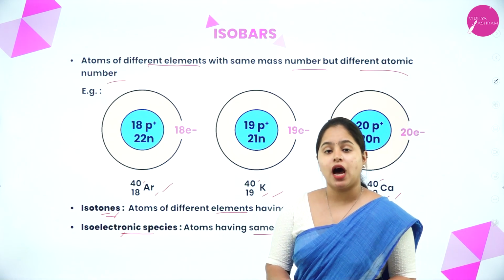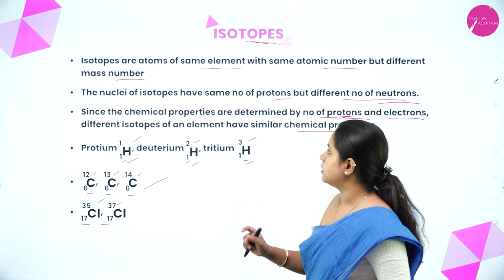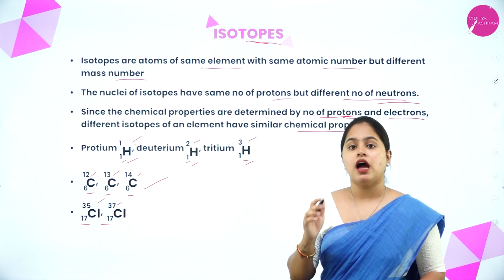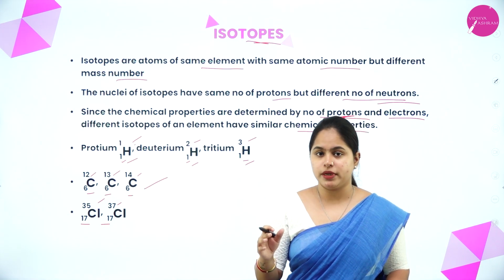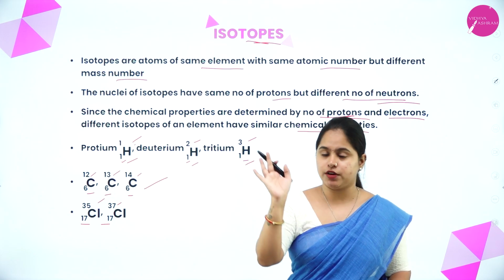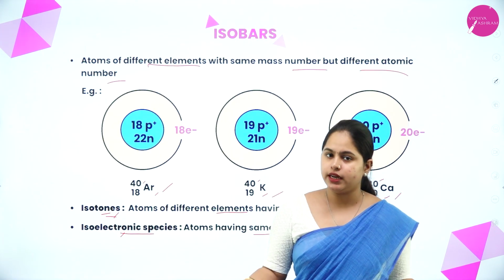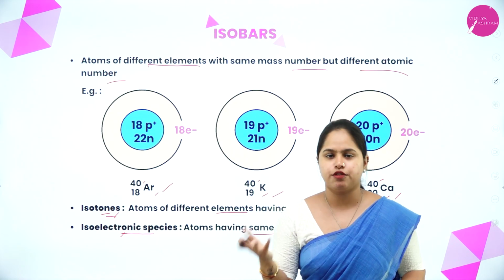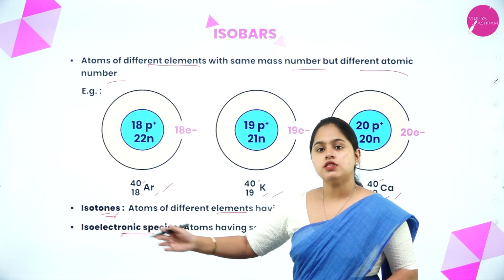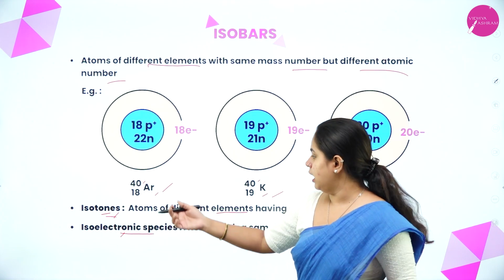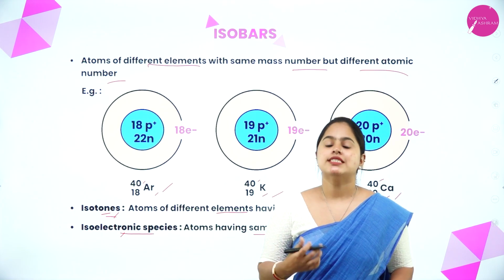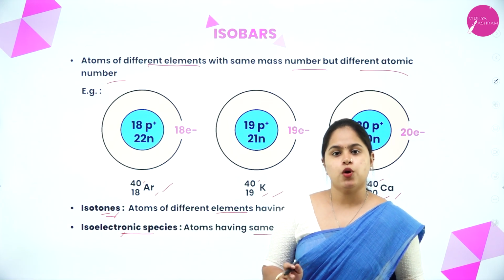So isotopes are atoms of the same element having the same atomic number but different mass number. The top part will change. Remember it like that. And isobars are atoms of different elements having the same mass number and different atomic number. Isotones have the same number of neutrons and isoelectronic species have the same number of electrons. I hope it is clear.